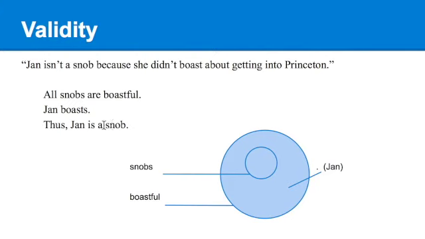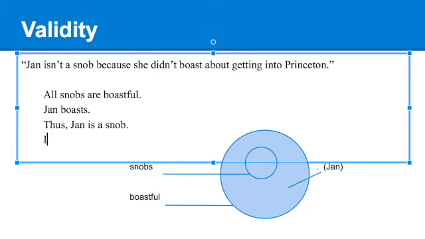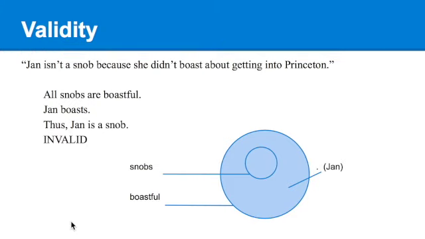And this shows me, when I look at the final statement, that this is not true. Jan is a snob? No, not true. She's just boastful, not necessarily also a snob. So this is an invalid syllogism.